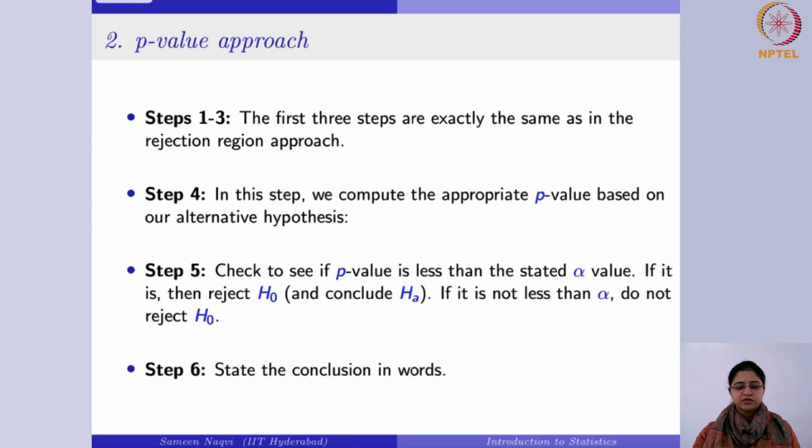So you would find the appropriate critical value based upon the alternative hypothesis. Here, if the p-value that you have computed is less than your alpha, then you would reject the null hypothesis, and if it is not less than alpha, then you fail to reject the null hypothesis. And finally, you will conclude in your own words whatever you have observed. So this is the basic background of both of these approaches. We will see more in detail now.